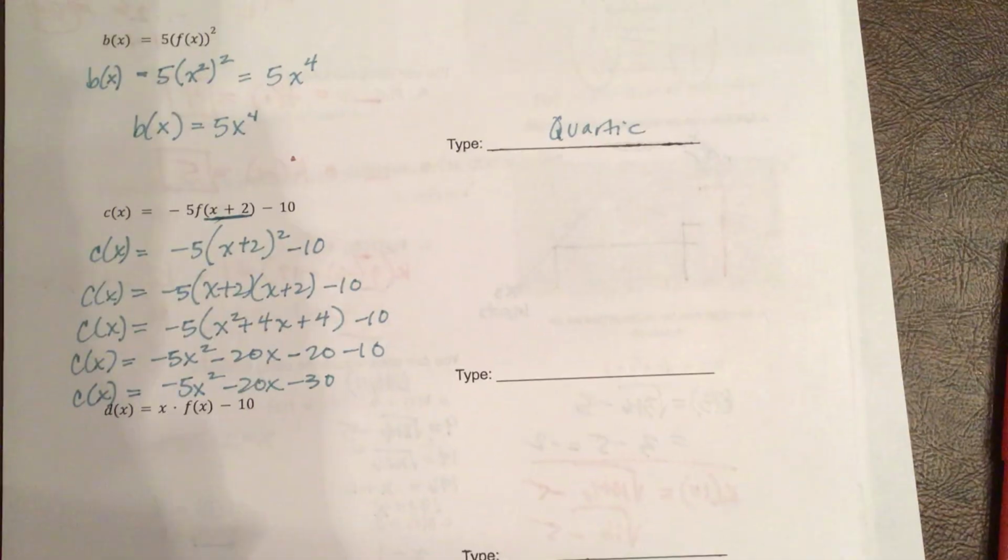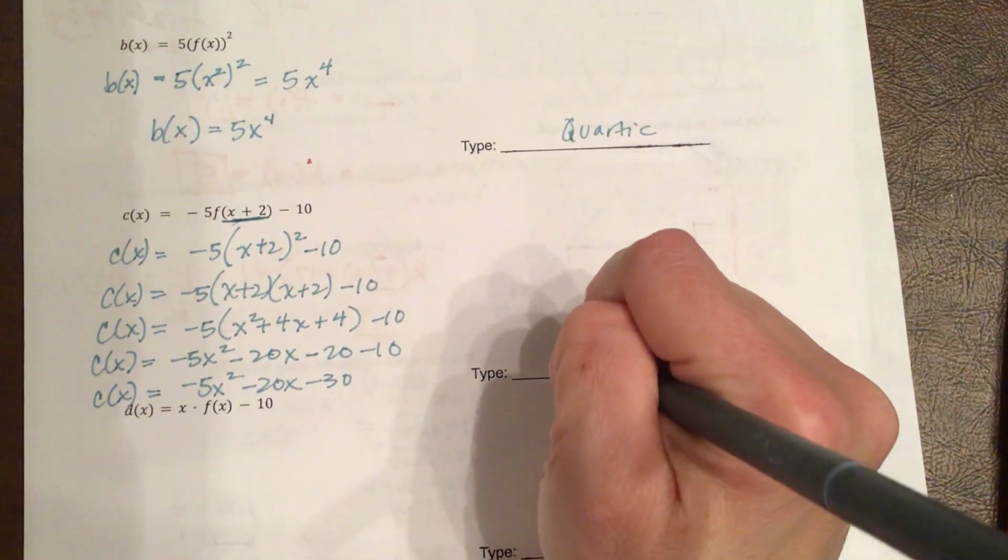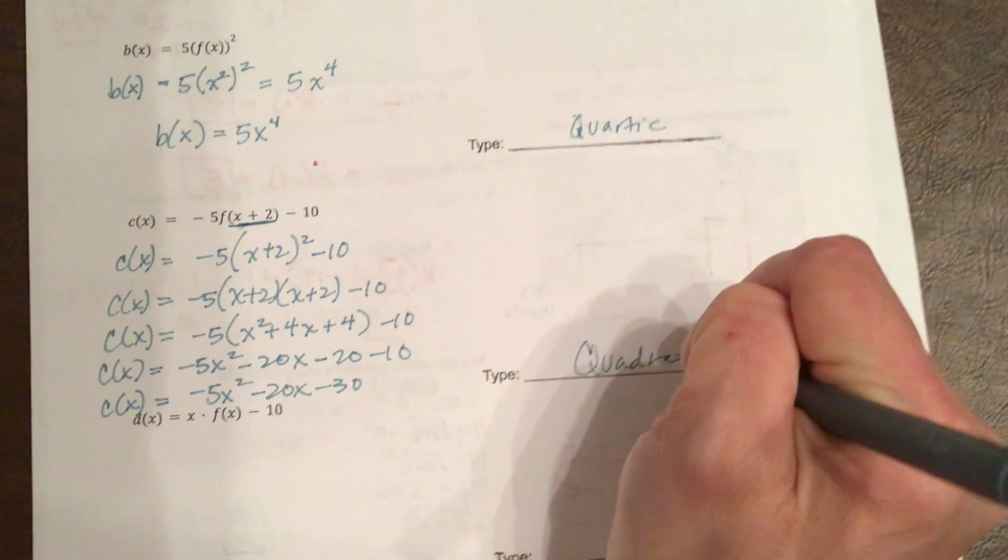All right, so we take a look at that function. That should be pretty obvious what type of function that is. It's x squared is the highest power, so that would be the quadratic.